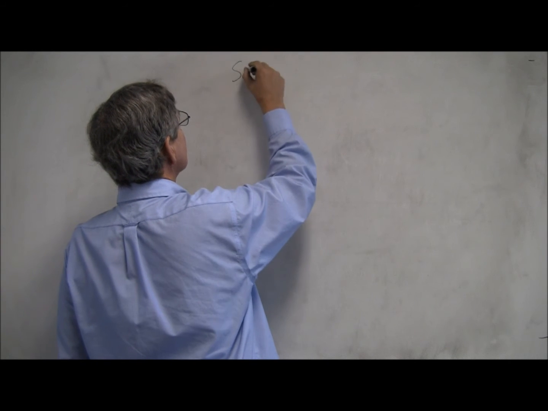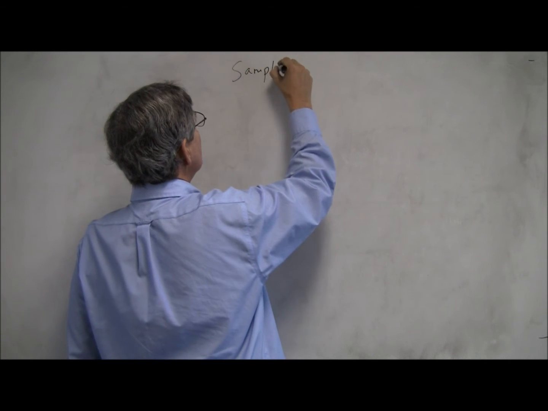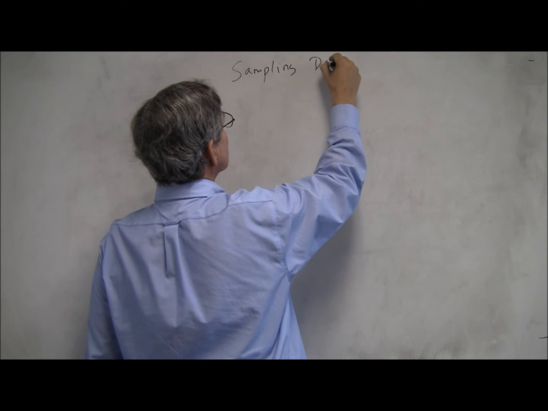Okay. The last thing for this chapter is the sampling distributions of the OLS estimators. What are their means and variances?